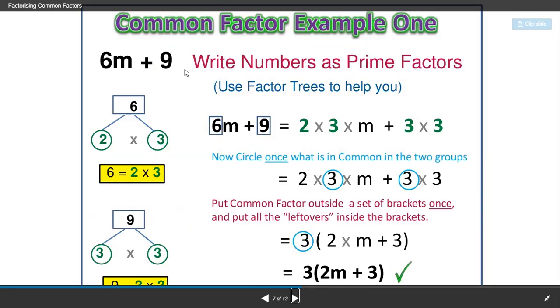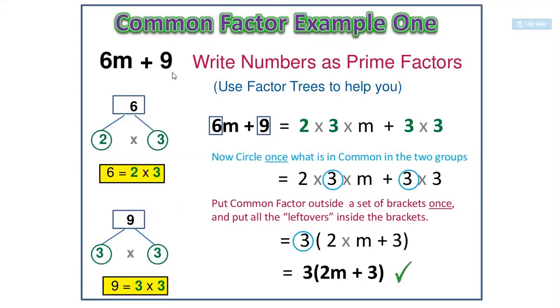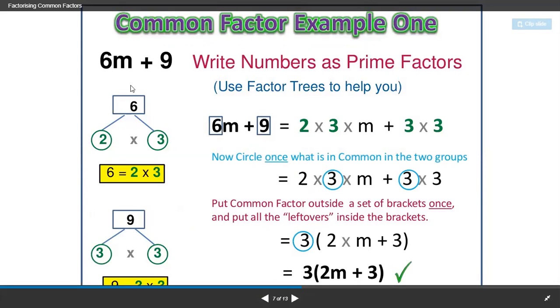6m plus 9. So we have to look at the numbers in both parts. It's an algebraic expression consisting of two terms. The first term is 6m and the second term is 9. Then we will choose the numbers, which are 6 and 9. What do we have to do? We have to do a factor tree to find the prime factorization for each one. Then we will think about 6: 2 times 3. And what about 9? 3 times 3. And then we will start to expand them.